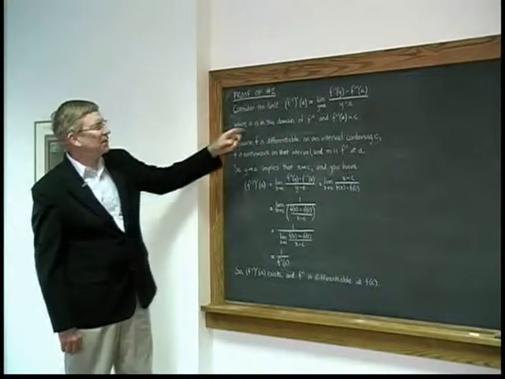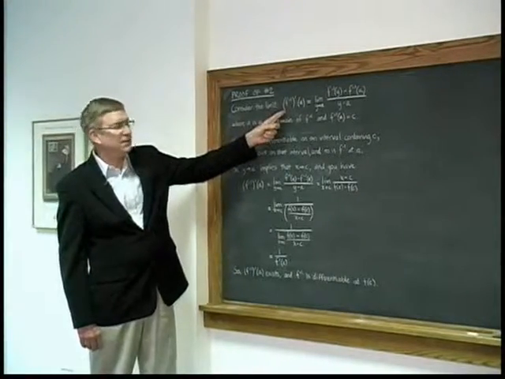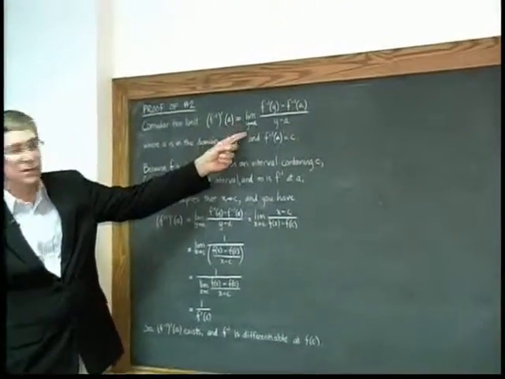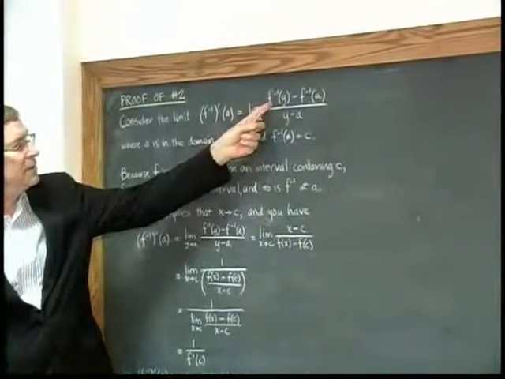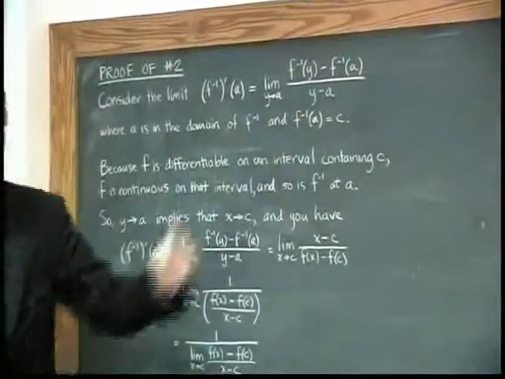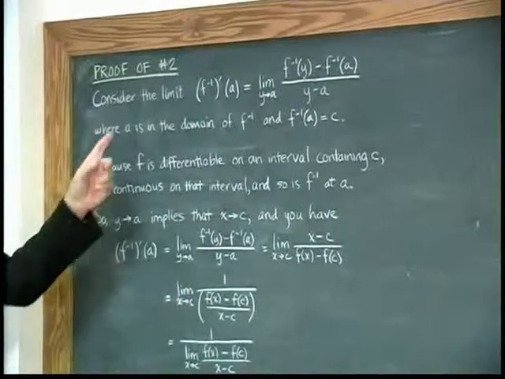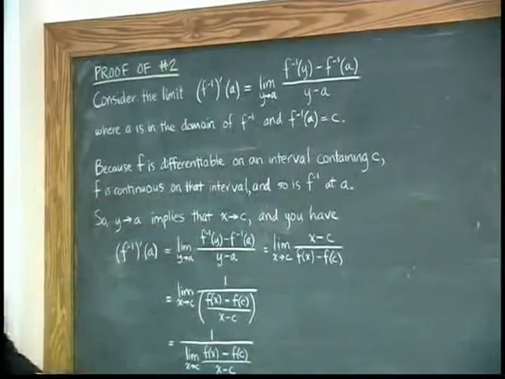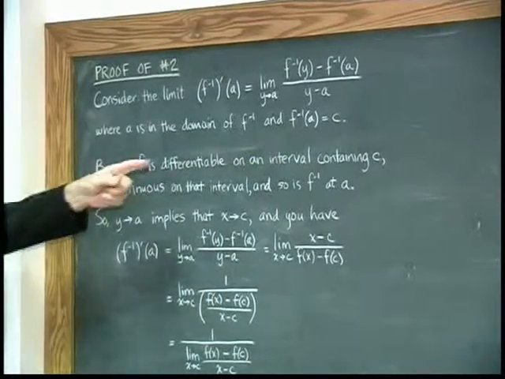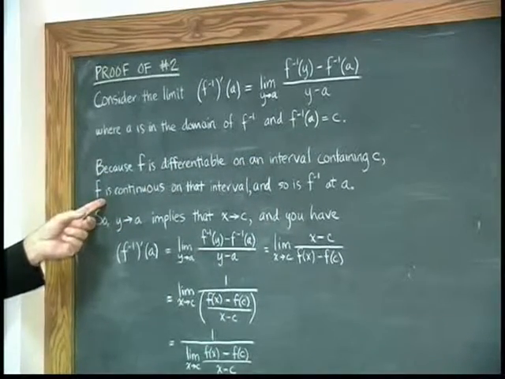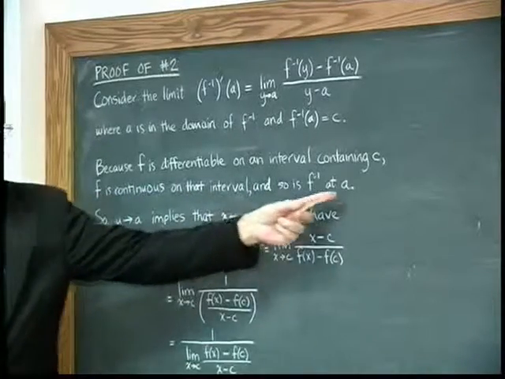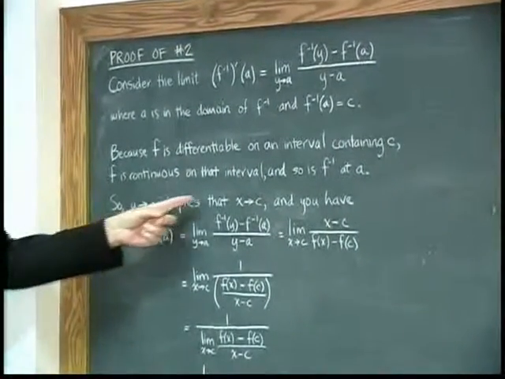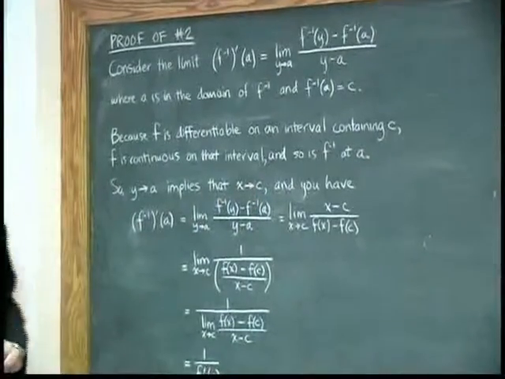And let's begin by considering the limit definition of the derivative of f inverse at the point A. And that definition says that the derivative is equal to the limit as y approaches A of the quotient f inverse of y minus f inverse of A divided by y minus A. And of course, A is in the domain of f inverse, and here we're assuming that f inverse of A equals c. Because f is differentiable on an interval containing c, it's continuous on that interval, and hence so is f inverse at A by the first part of the theorem. So y approaching A implies that x is approaching c.